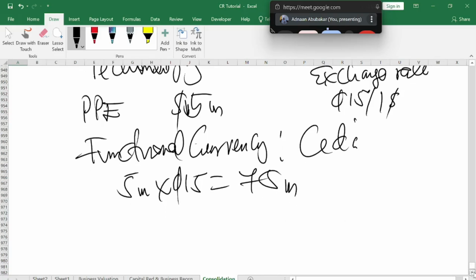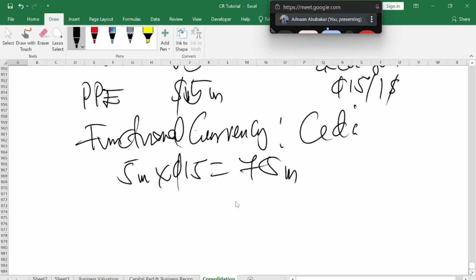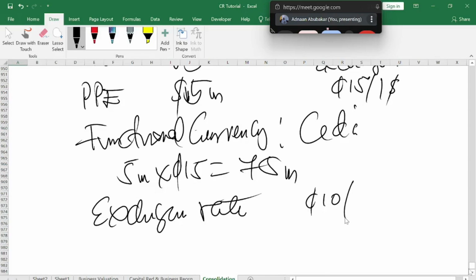Yes, sir. So this one will sit in your books as what? As the value of your asset, right? Now, at the end of the accounting year, the exchange rate is now 10 cedi for what? For $1. Have you seen it?